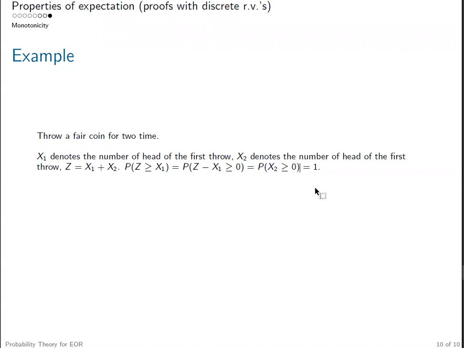And what happens to the expectation of that and the expectation of x1? Apparently, we would have the average value of z larger or equal to the average value of x1. You can calculate by definition directly, and indeed, this one will be 1, and this one will be half.